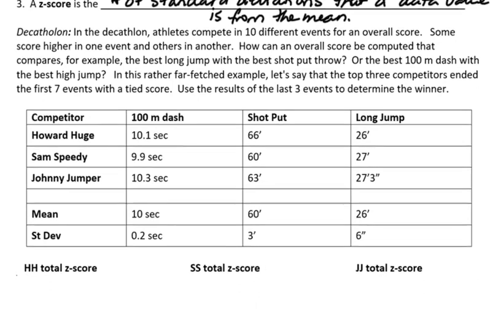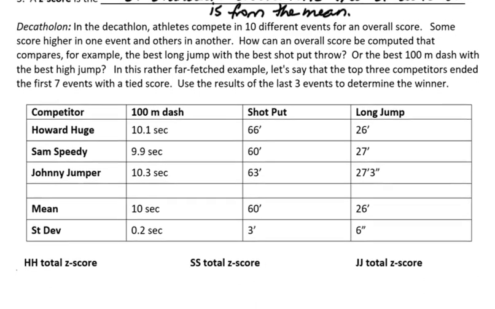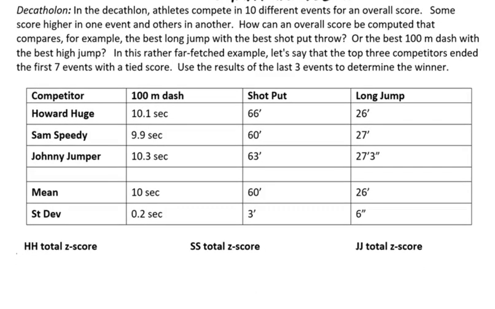So let's say in this rather far-fetched example that there's a decathlon, and a decathlon is when athletes compete in 10 different events for an overall score. Some score higher in one event and others in another. So how can an overall score be computed that compares, for example, the best long jump with the best shot put throw, or the best 100-meter dash with the best high jump? In this rather far-fetched example, let's say that the top 3 competitors ended the first 7 events with a tied score. We want to use the results of the last 3 events to determine the winner.